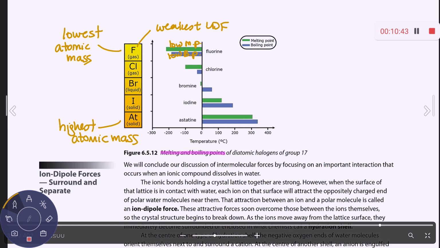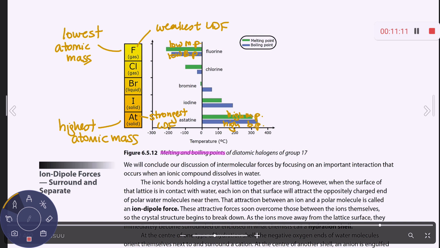Whereas the astatine would have the strongest London dispersion forces, has the highest molar mass, and therefore would have a really high melting point and boiling point, because you're going to have to provide more energy to break apart those intermolecular forces between the particles. Okay? Okay, now let's talk about ion dipole forces.